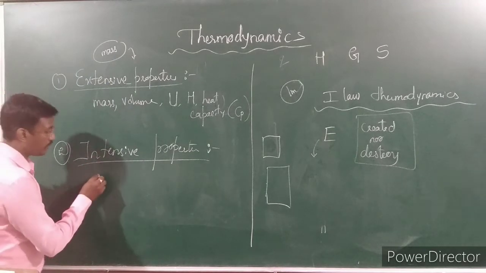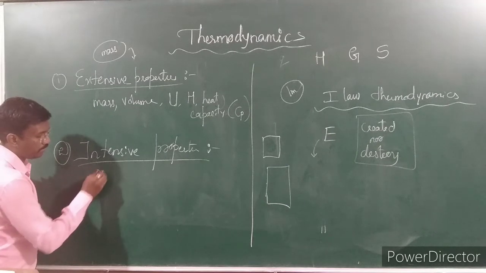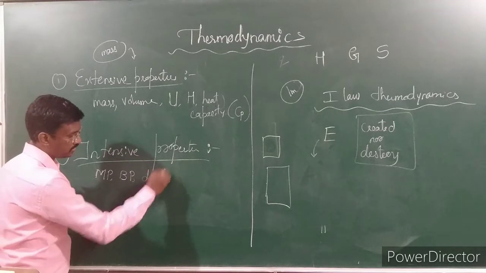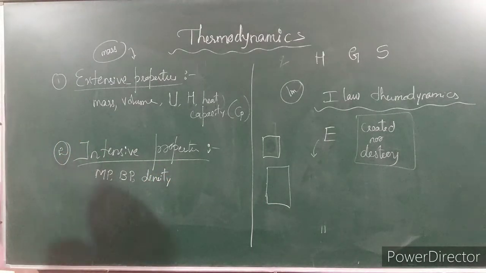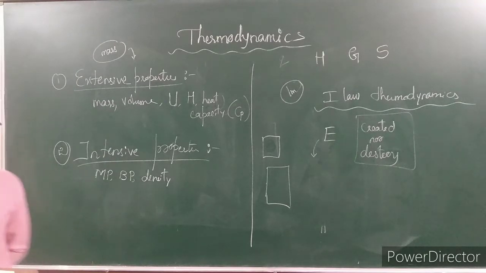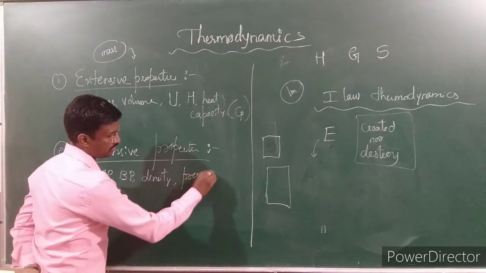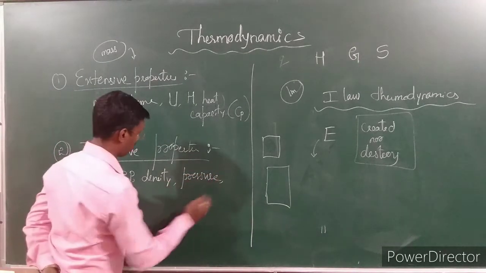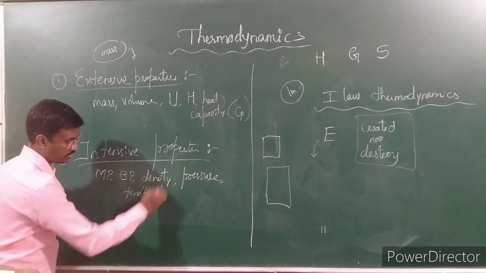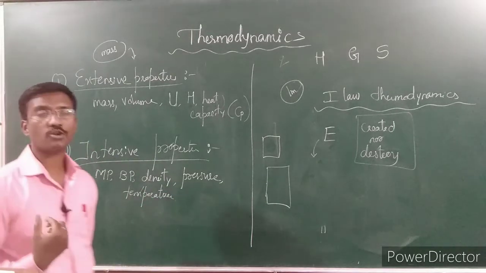Here, intensive property examples are melting point, boiling point, density. These are the natures observed in the properties. These properties do not depend on the mass. Pressure and temperature. So it is not necessary to look at the mass, as the properties are not going to change.